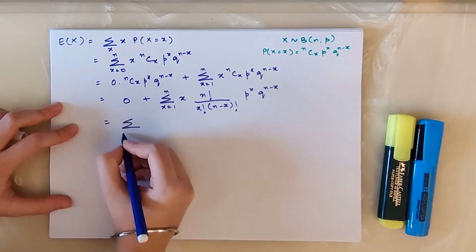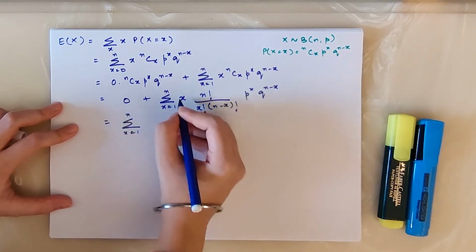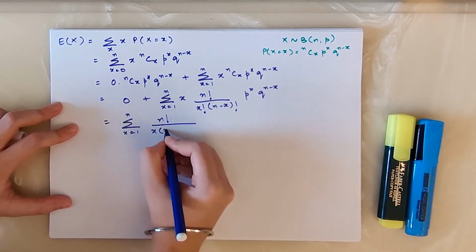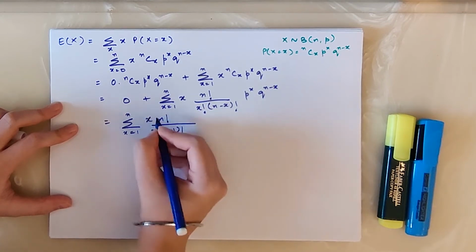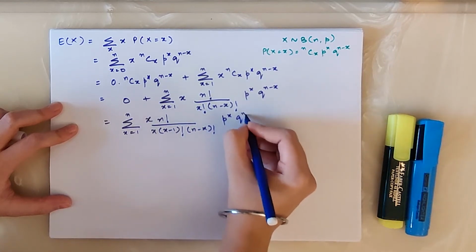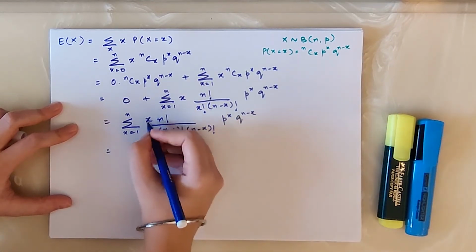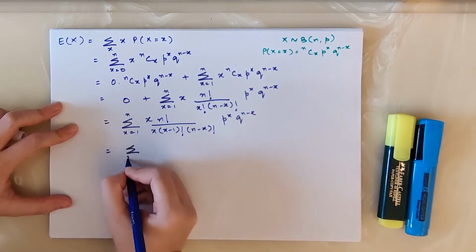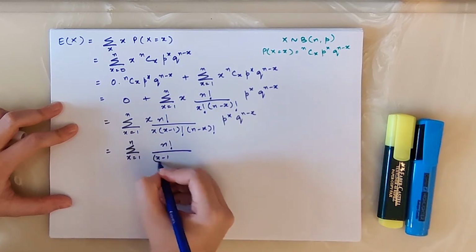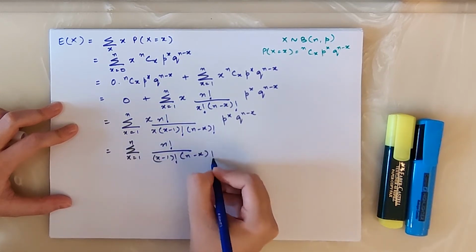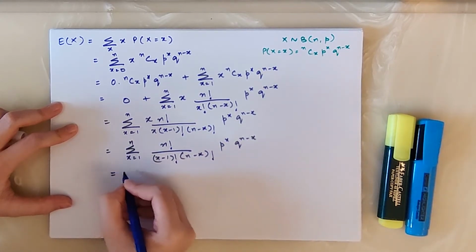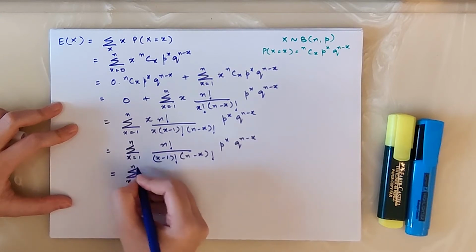Now this is equal to summation x equals 1 till n, then we have n factorial upon x into x minus 1 factorial, and we already have x over here, and then we have n minus x factorial, p raised to the power x and q raised to the power n minus x. Now these two x cancel out, so summation x equals 1 till n, we have n factorial upon x minus 1 factorial n minus x factorial into p raised to the power x into q raised to the power n minus x. This is equal to summation x equals 1 till n.